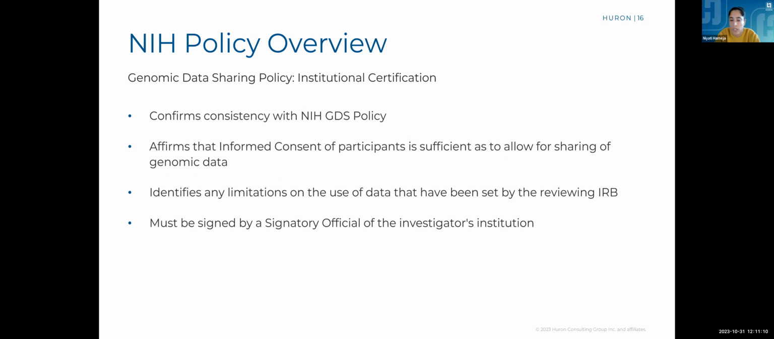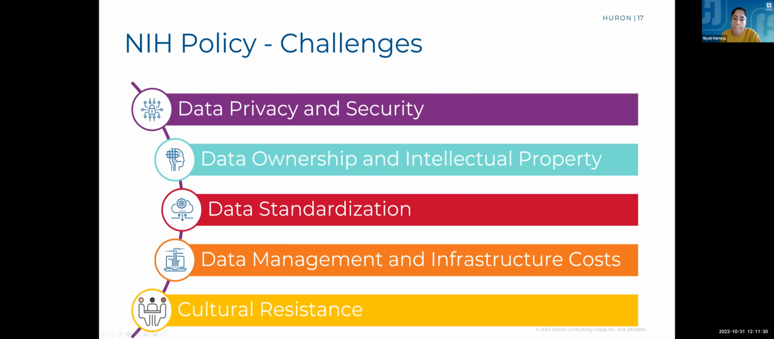And so what is the institutional certification? It confirms consistency with NIH GDS policy. It affirms that informed consent of participants is sufficient as to allow for sharing of genomic data. It identifies any limitations on the use of data that has been set by the reviewing IRB, and it must be signed by a signatory official of the investigator's institution.